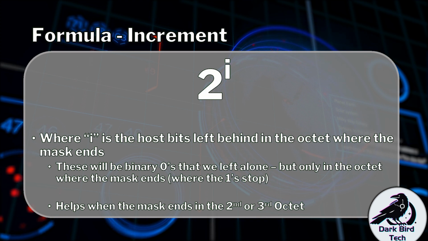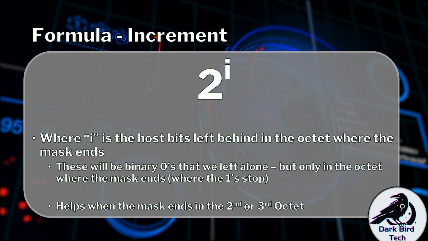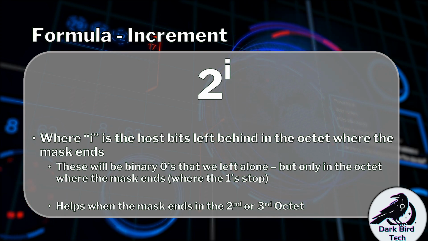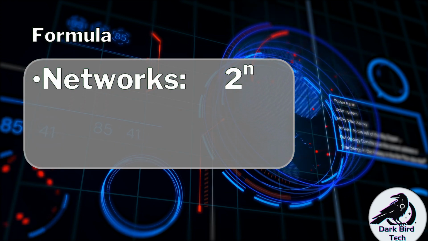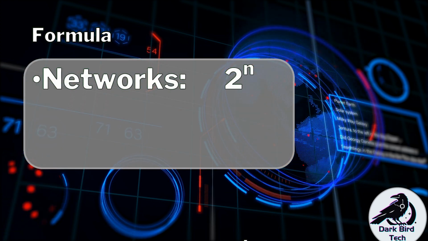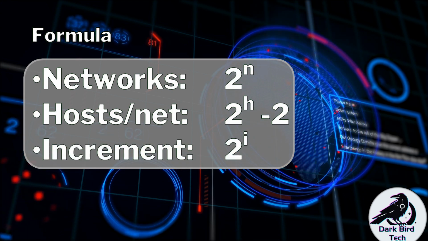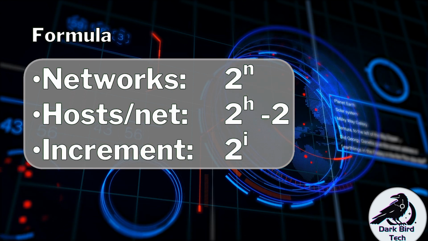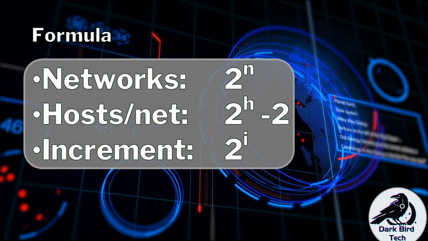And this is going to help us with figuring out what's going to go on with the new subnets and where they start, where they end. Believe me, this is going to be a very helpful value when we start working out all these new networks we've created. But the formula are, in summary, total number of networks 2 to the n, hosts per network 2 to the h minus 2, and the increment is 2 to the i. If you want to quickly write these down or make a screenshot or something, go for it. I'll give you a chance to pause.